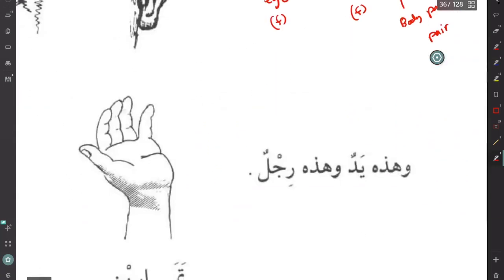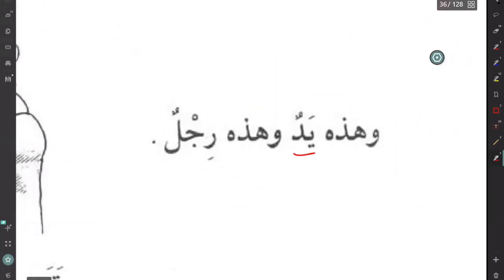It's showing up here, and the same thing goes for yad. Yad is hand. And why hadihi? Alhamdulillah, we have two hands. Rijl is leg. Why are we saying hadihi? Because we have body parts in pair. Same rule.